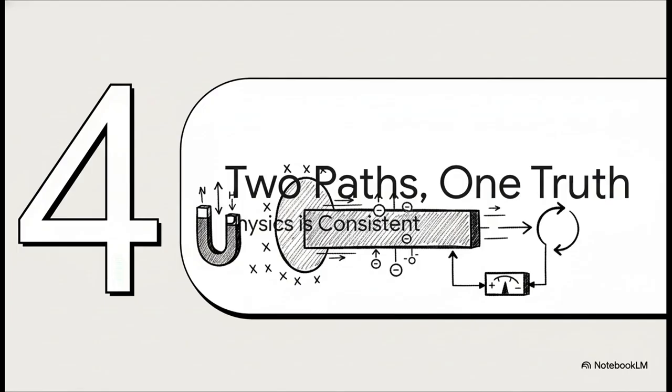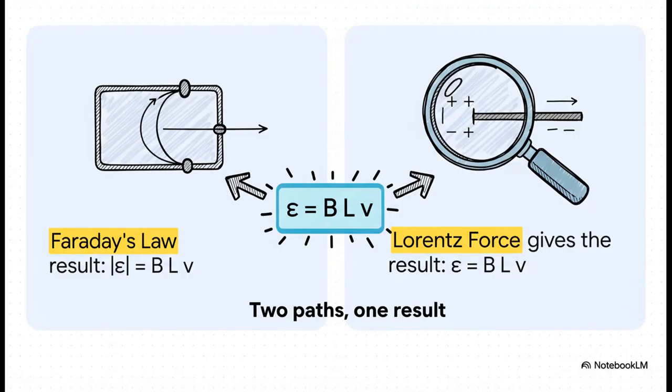One was about the changing area of a big loop. The other was about the forces on teeny tiny little electrons inside a wire. And they both led us to the exact same place. This is what makes physics so powerful. It's consistent. I mean, just look at them side by side.